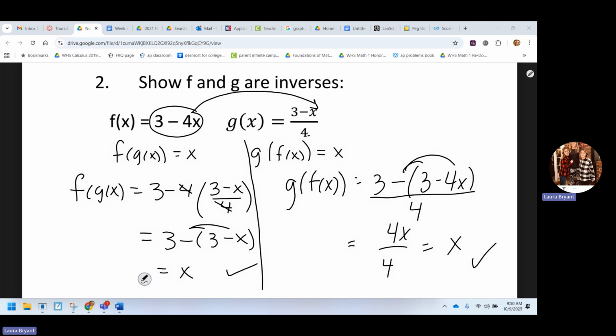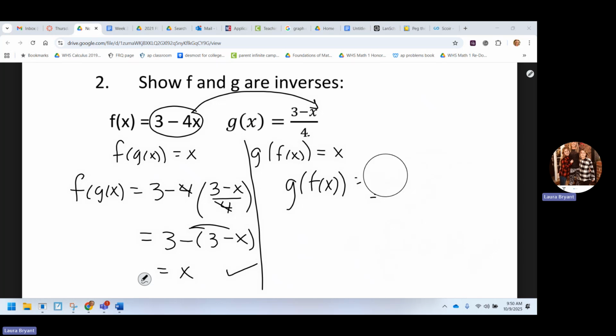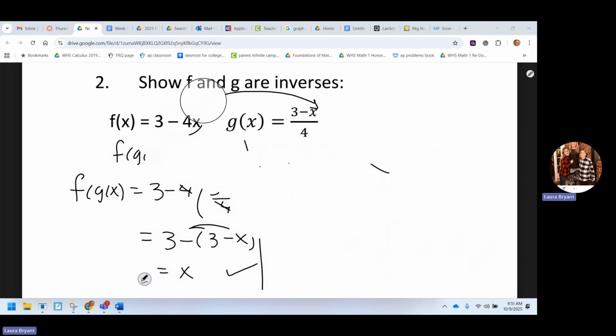Again, it's supposed to be a review concept. Any questions on that one? You won't have a lot of questions like this on assessments. This is more just helping us remember what inverses are.